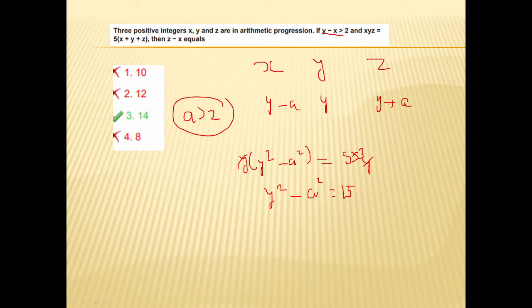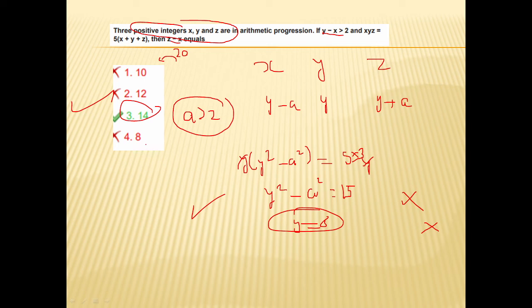Now the value of z minus x. Z minus x is nothing but 2a. Now plug in the options. 2a equals 10, a equal to 5, a square is 25. So y square equal to 40. Not a perfect square. Since x, y, z are positive integers, y square should be a perfect square. If we put 2a equal to 10, a equal to 5, this won't work. 12, a is 6, 36, 15, no. 14, a is 7, 49, 15, so y equal to 8, satisfies? Correct. 14 is your answer. You can check for it. 4, 16 plus 15, 31, no, gone. This option is also gone. Your answer is the one that satisfies.